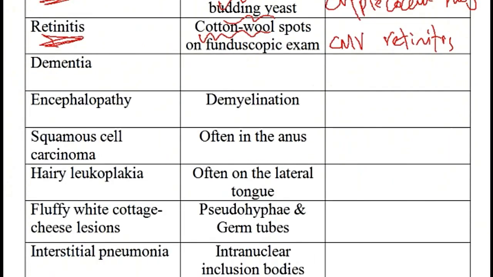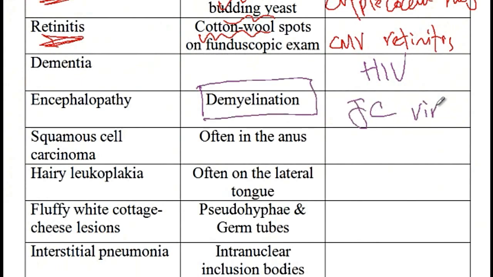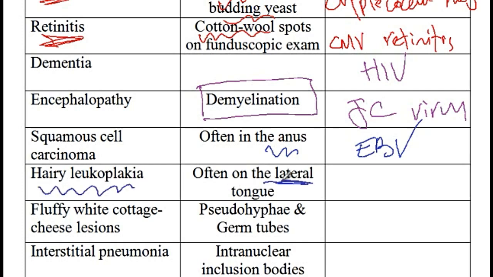Next, we have dementia, and this can be caused by the HIV virus itself. Encephalopathy with demyelination is caused by the JC virus. Squamous cell carcinoma around the anus is caused by Epstein-Barr virus, and Epstein-Barr virus can also cause hairy leukoplakia, which usually presents on the lateral tongue. So this is another example of Epstein-Barr virus infection.